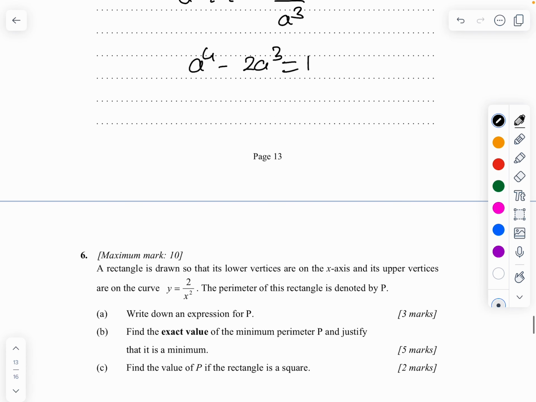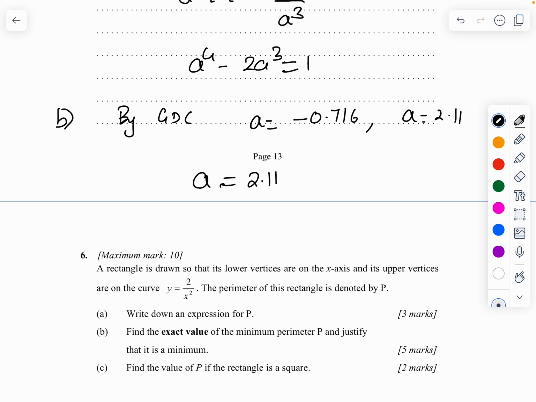So find the minimum value by GDC again. You should be getting A as negative 0.716 and A as 2.11. So when you substitute A as 2.11, we get the minimum value of the distance. That's going to be the answer.